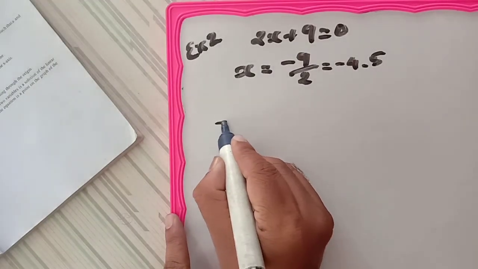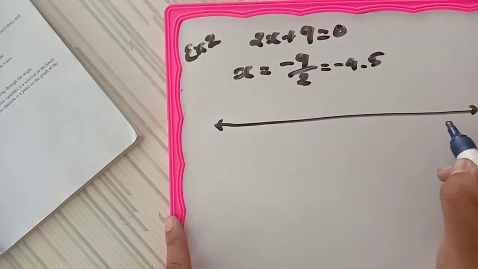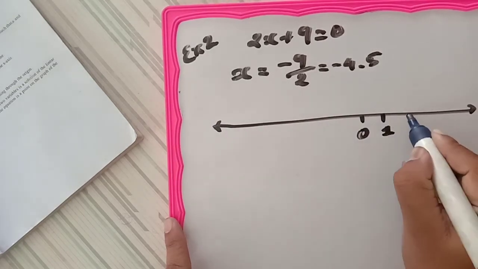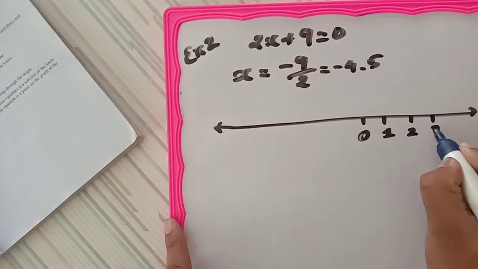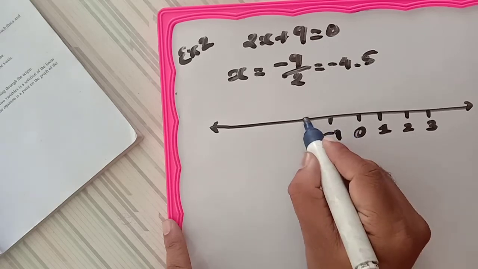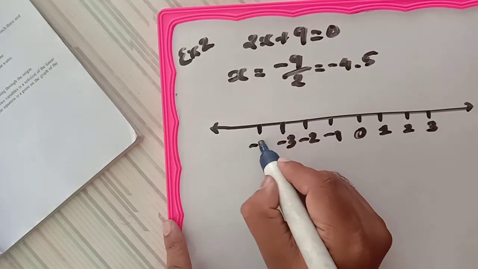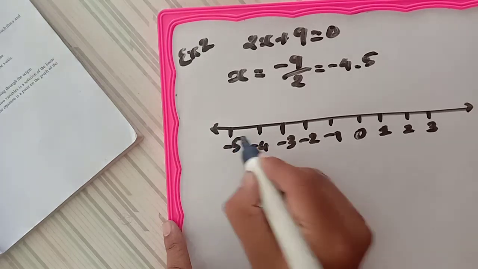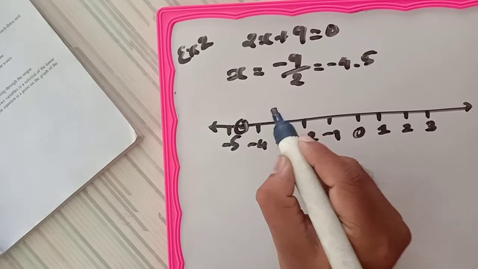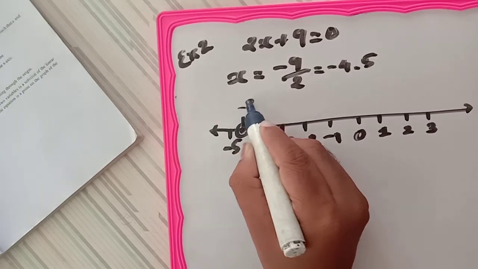So we draw the number line: 0, 1, 2, 3, minus 1, minus 2, minus 3, minus 4, minus 5. So minus 4.5 comes between minus 4 and minus 5. So this point will represent minus 9 by 2.